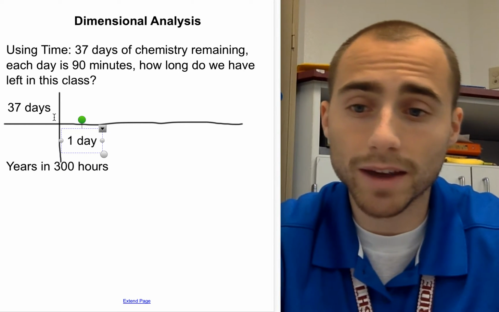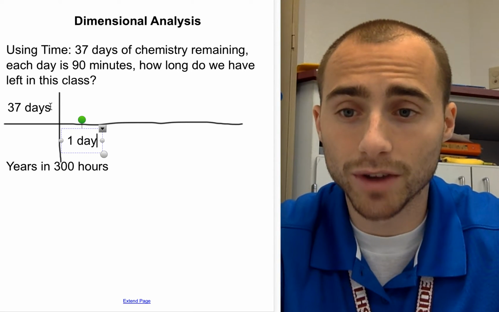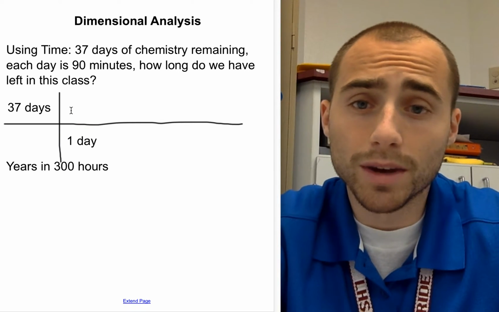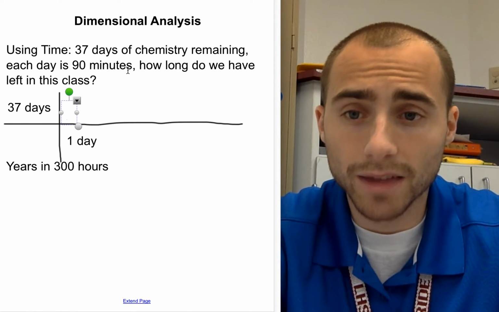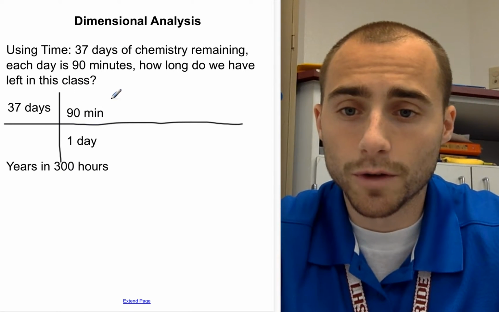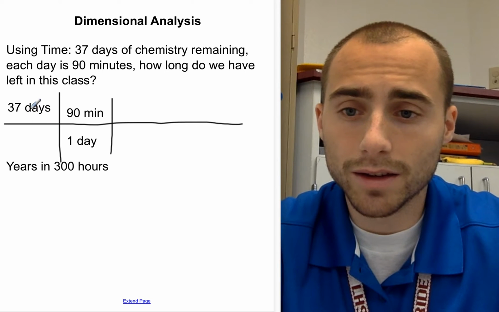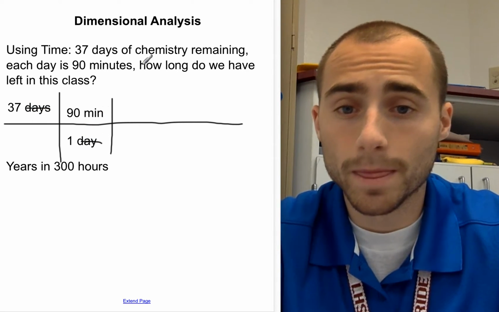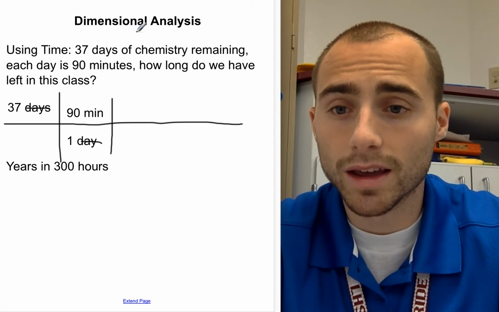You always have to have matching units diagonal from each other. So 1 day. And then above 1 day, it has to be what equals 1 day in chemistry? Well, we have that given to us as well. And so that's 90 minutes. So far, I have canceled out days and am at minutes. Do I want to stop there? No, because we need to finish with hours.